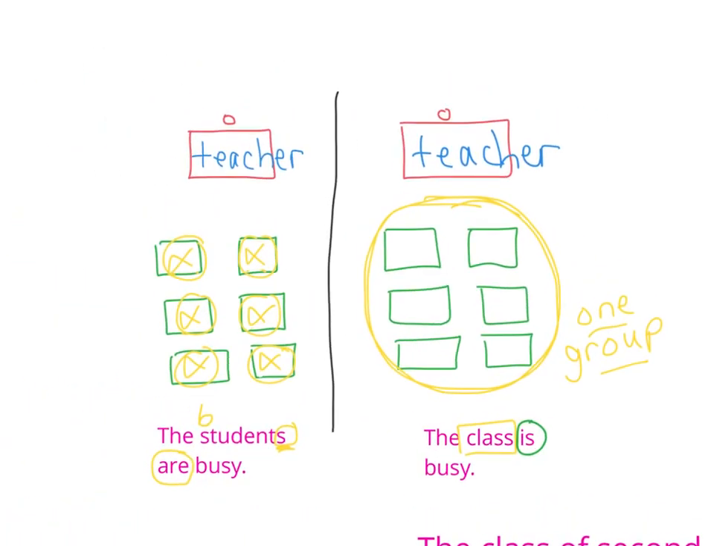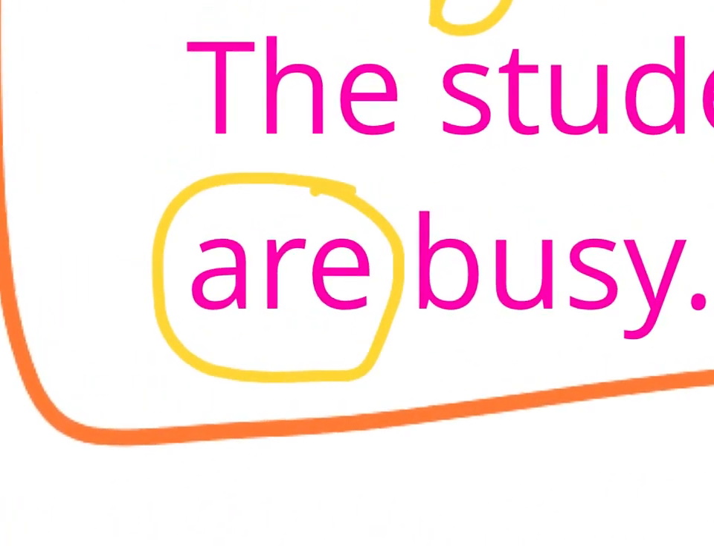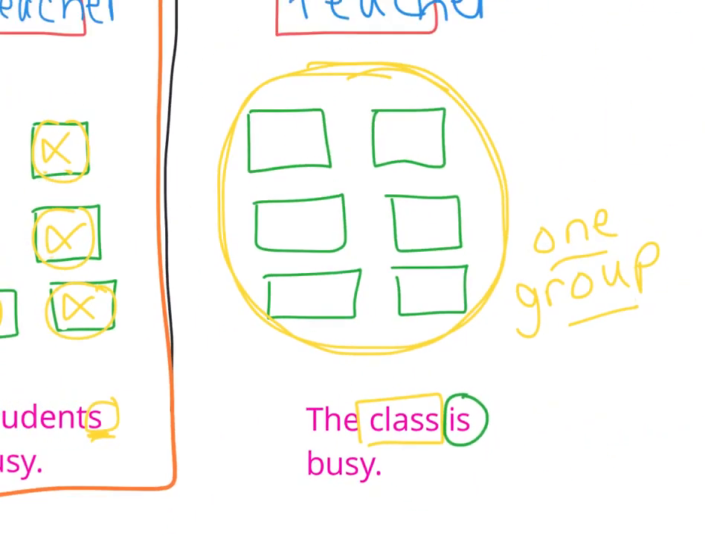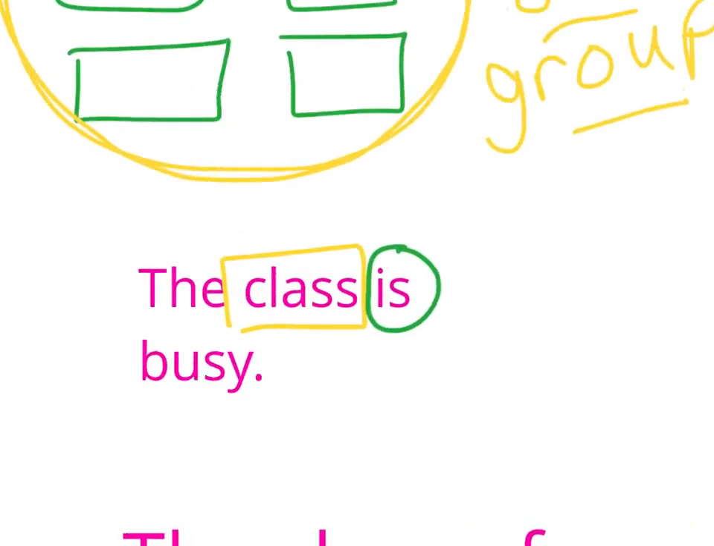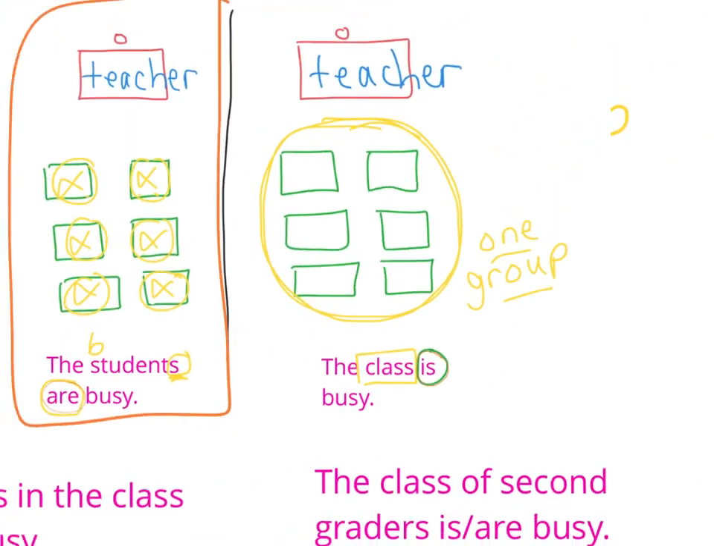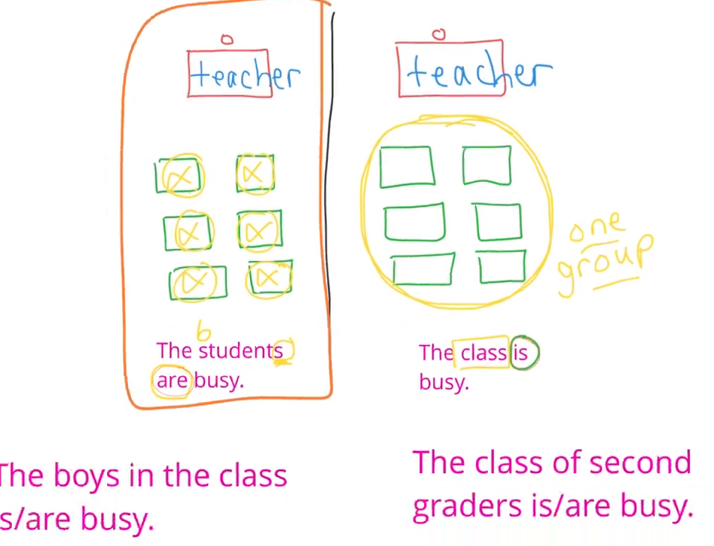Over here on this side, we're looking at the 6 students, so we use the word are. But over here on this side, we're looking at just the fact that in that room is one class, and so we use the word is. So whether we use are or is depends on the word that comes before it, and if we are talking about just one or more than one.